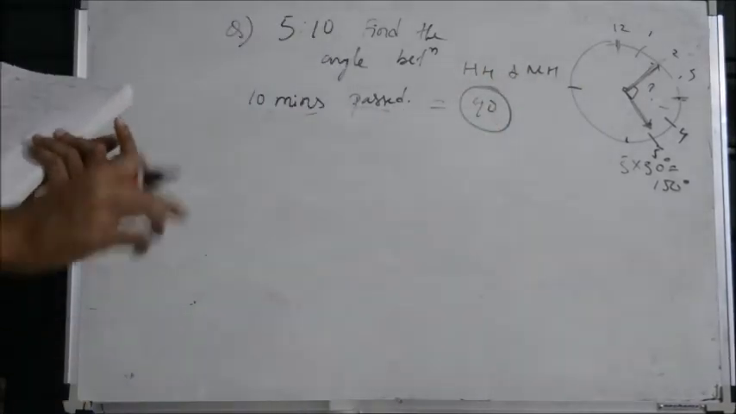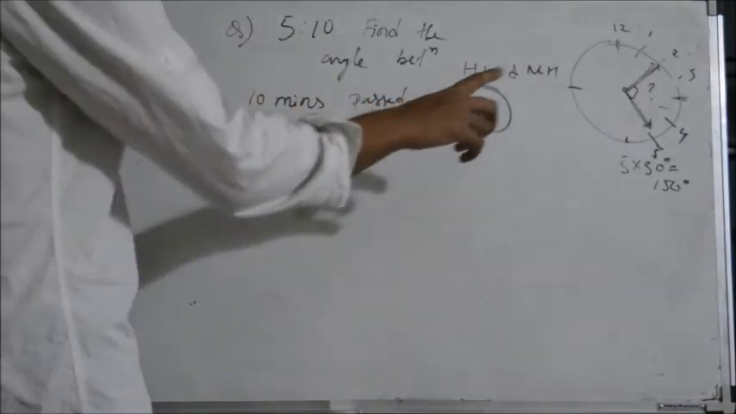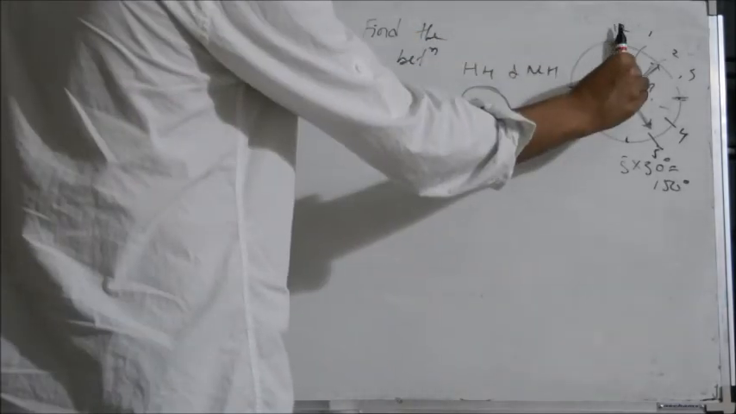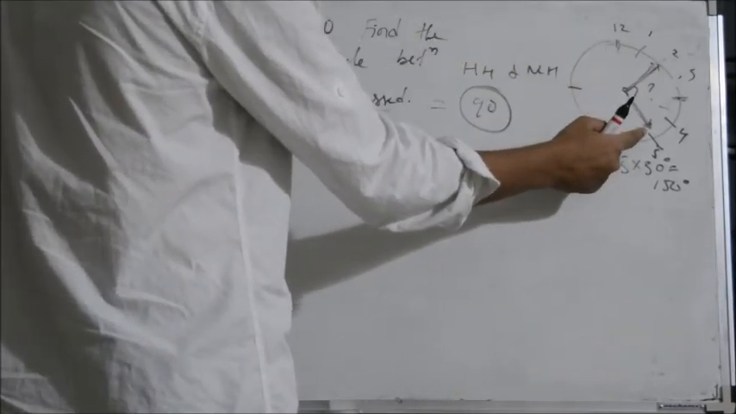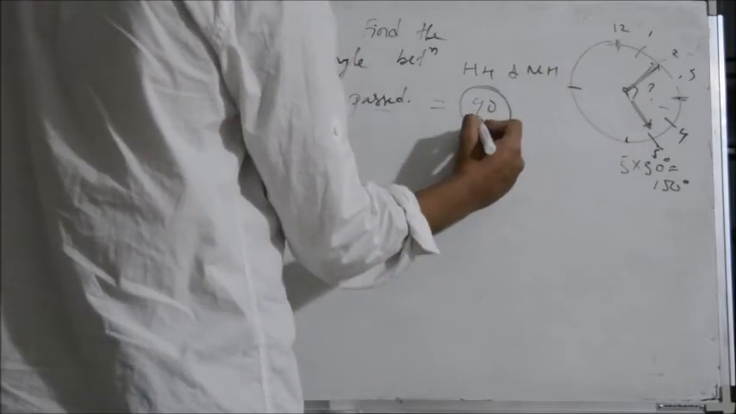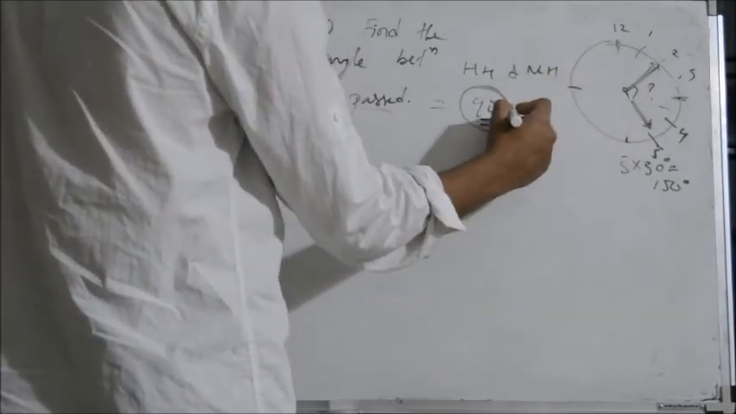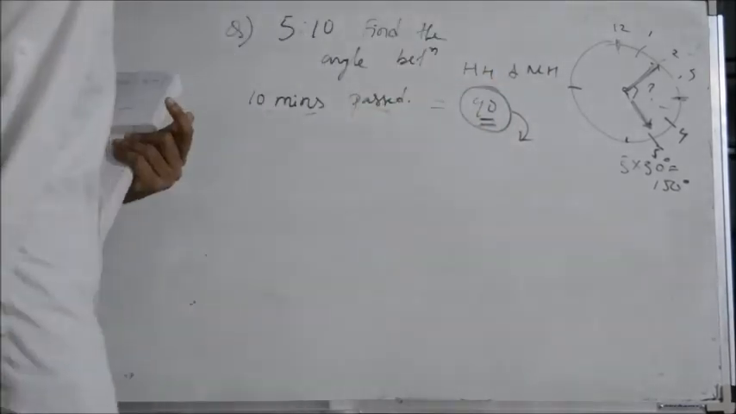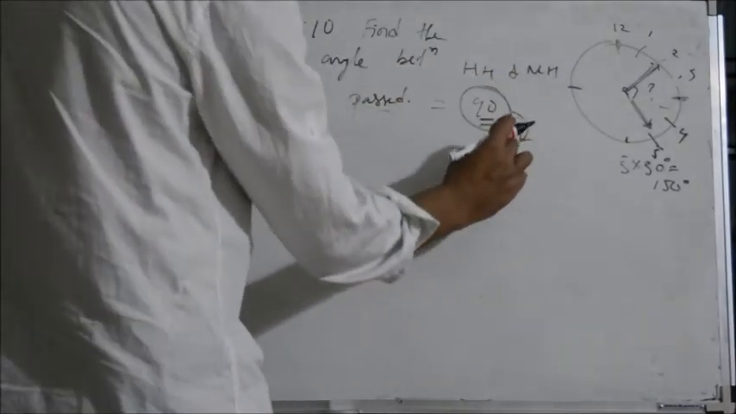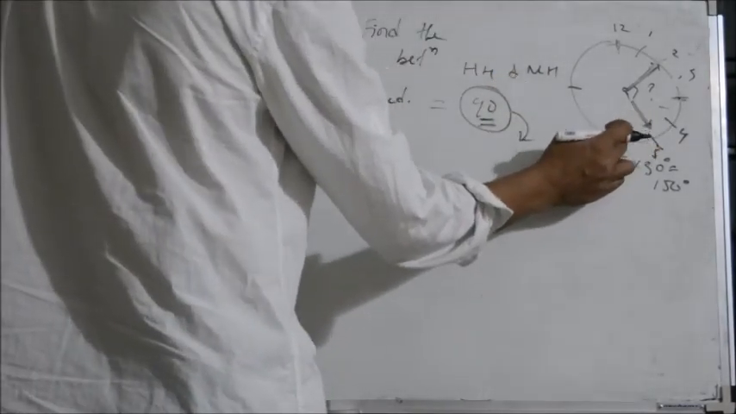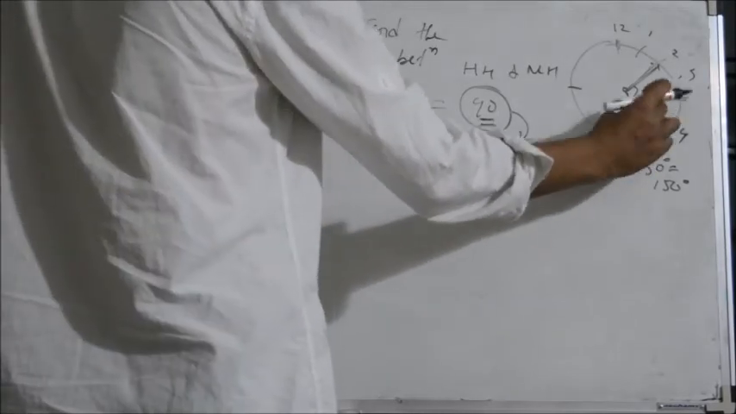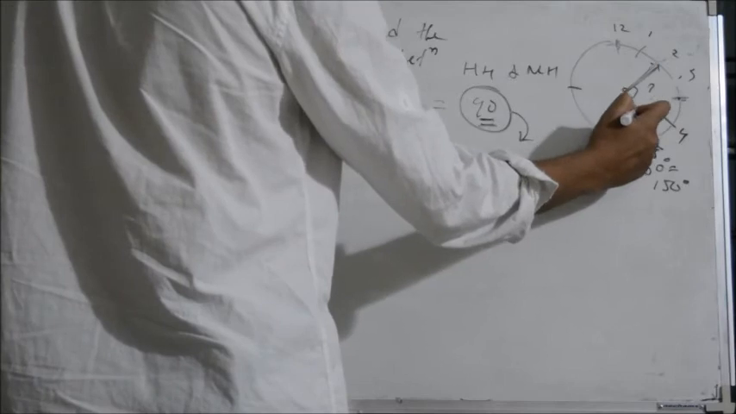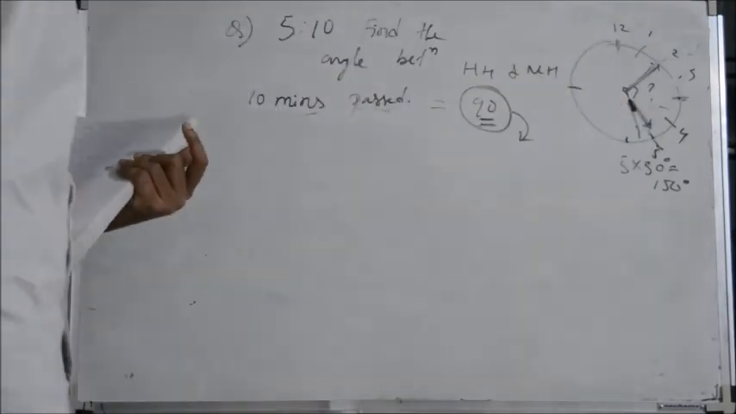Why? Because when the minute hand is moving from 12 to 2, the hour hand is also moving a little bit from 5. Therefore, it is not exactly 90. It will be somewhat less than 90. Oh, sorry, it will be somewhat more than 90, because the hour hand is moving away from 5 o'clock in this direction. So this extra distance, we have to calculate. How will we calculate this?